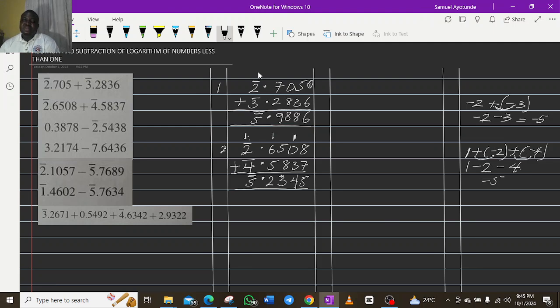So now, example 3. This is subtraction. 0.3878. So we are subtracting in this case. Like I said, the points must align. 2 bar 0.5438. So we are subtracting here.